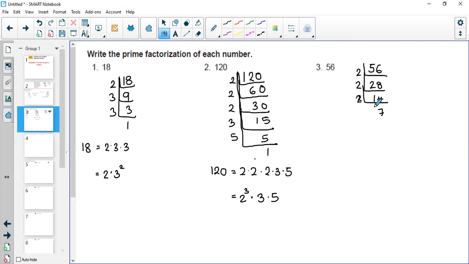Now 7 can only be divided by 7, not by 3 or any other number. So this is going to give me a remainder of 1. If I rearrange the factors of 56, that's going to give me 2 multiplied by 2 multiplied by 2 multiplied by 7. So written in exponential form, it's going to be 2 to the power of 3 multiplied by 7. Okay, so using the factor tree, you must get the same factorization as well.